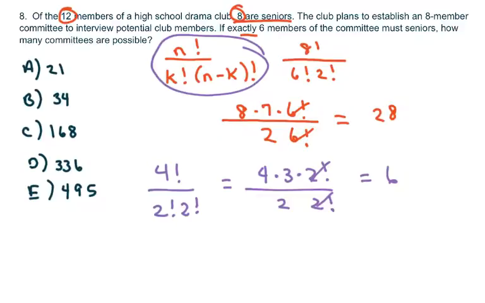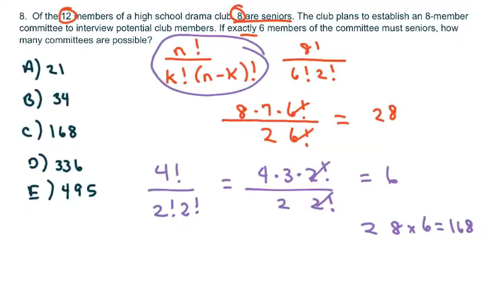Okay, so any one of the 28 subgroups of seniors can be combined with any one of the 6 subgroups of non-seniors. So the total number of combinations of seniors and non-seniors is a combination. So it's really 28 times 6, which equals 168.